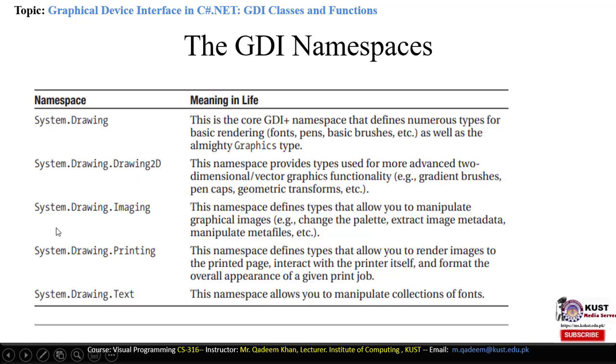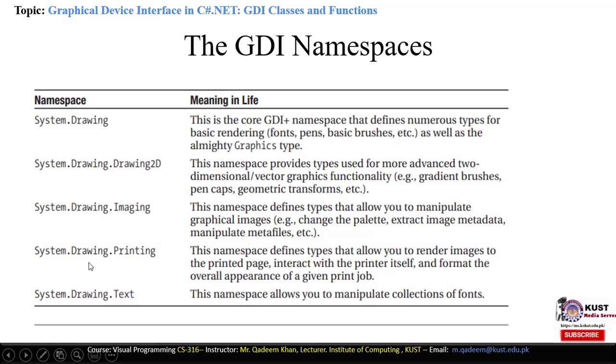Another namespace is system.drawing.imaging. As its name clearly indicates, this namespace is used for drawing the images onto the surface of the form. So this library allows you to manipulate the graphical images, for example, changing the palette or extra image metadata or manipulating the metafiles, etc. So we can draw the images using this library.